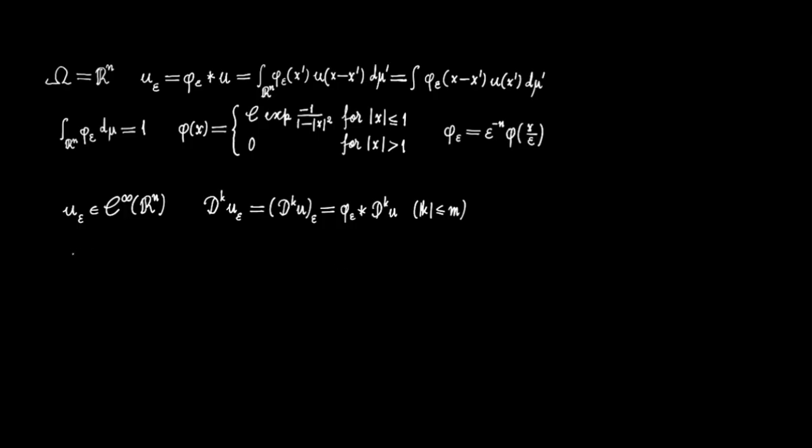So now that we have shown that u epsilon is indeed a smooth function, and we have shown what its derivatives are, we must show that it in fact approximates the given function u. First, we should verify that u epsilon of x goes to u of x at almost every point as epsilon goes to 0.